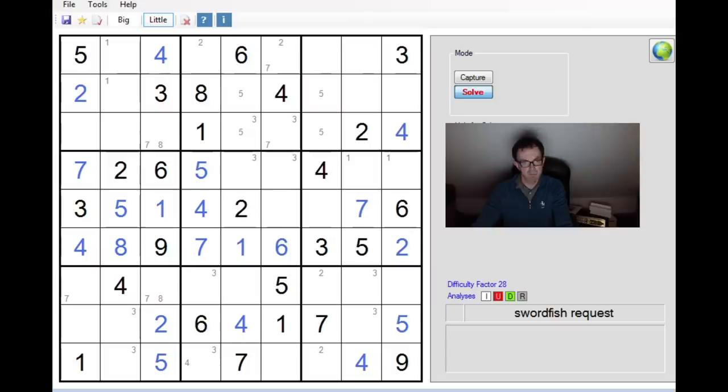Unless I'm missing something, which is always possible. So 8's got to be in one of these two positions. That matches this 8, locks an 8 into one of those two squares. Still not terribly useful. So these two squares here, what are we looking at? 8 and 9 into these two positions.